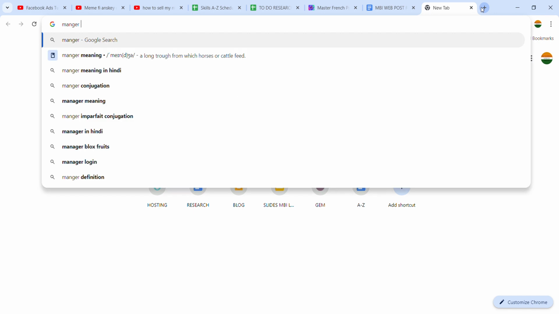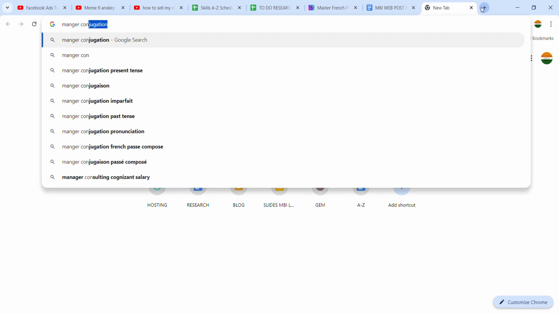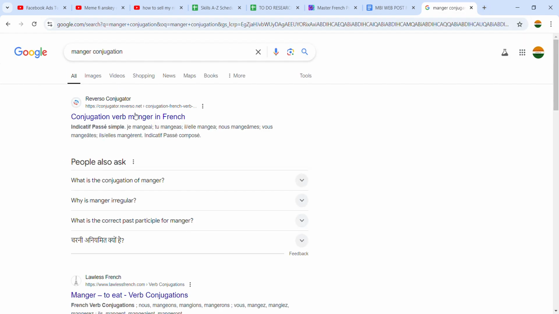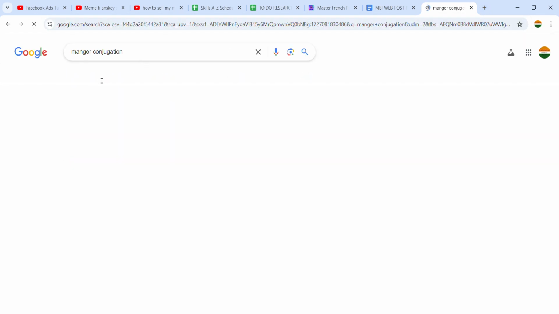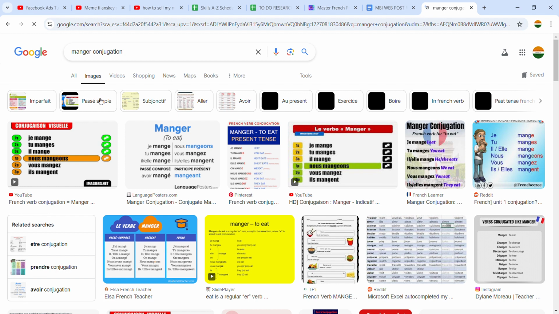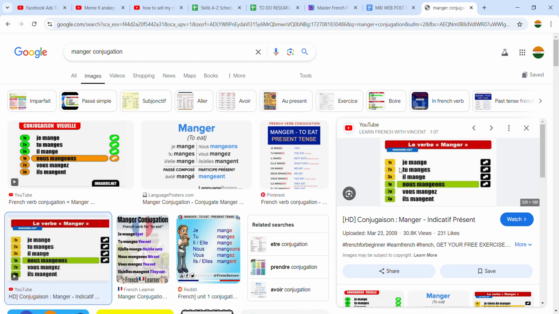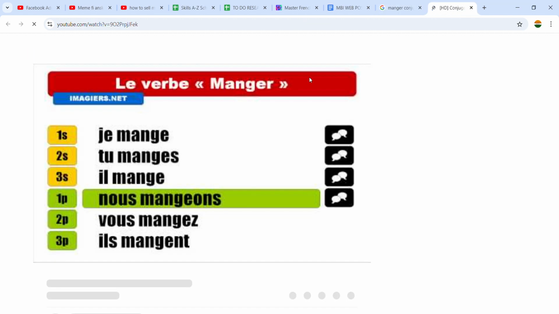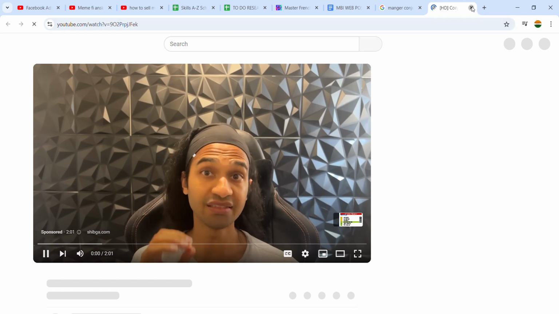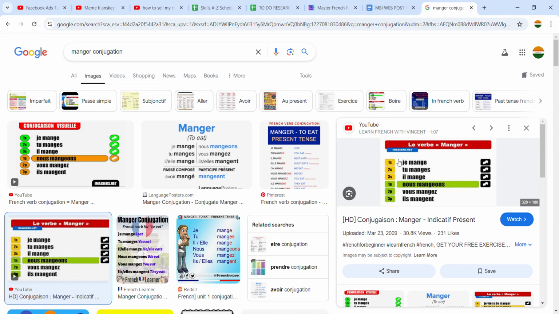If any verb is ending with ger, actually it's an er group of verb, but if any verb is ending with ger, at that time you need to understand that new form will take something different, right? In new form, before the conjugation you will add extra e, right?